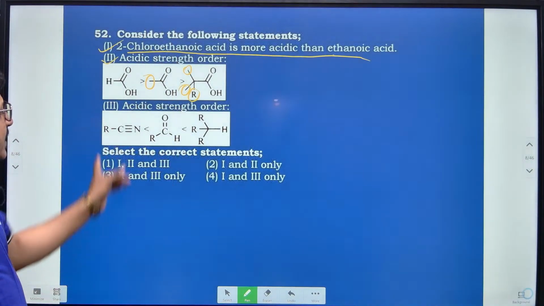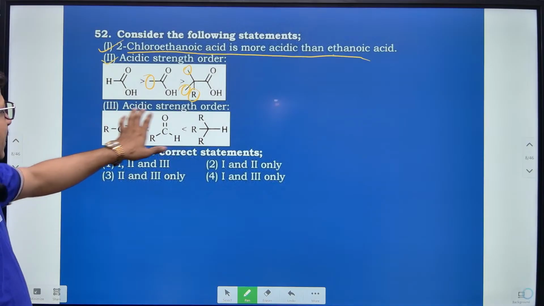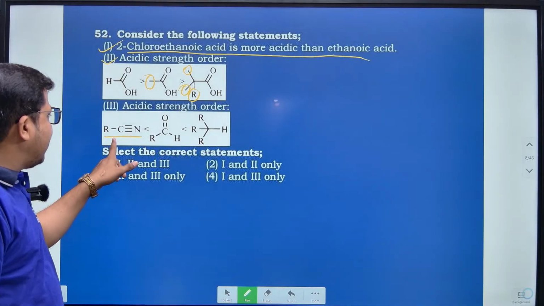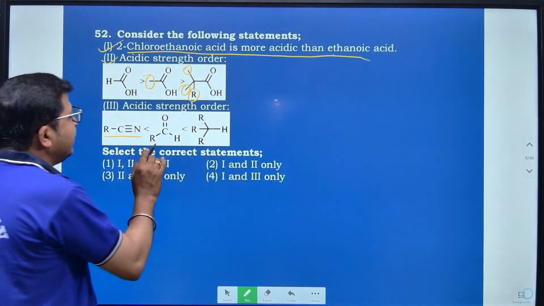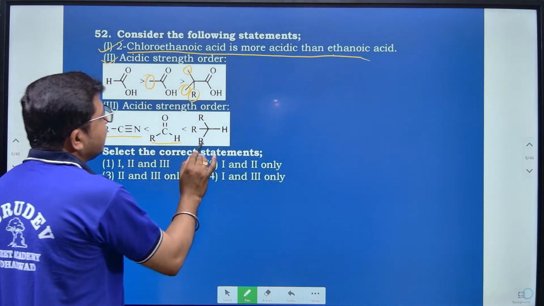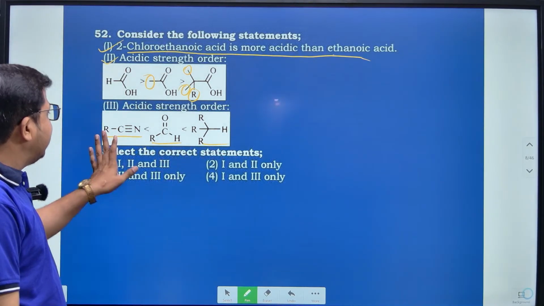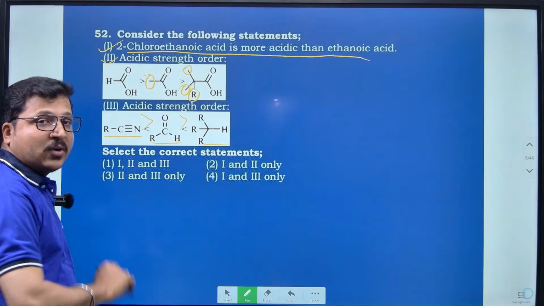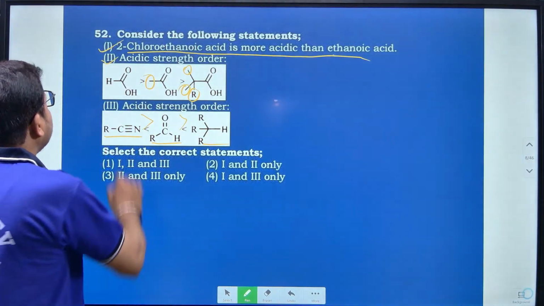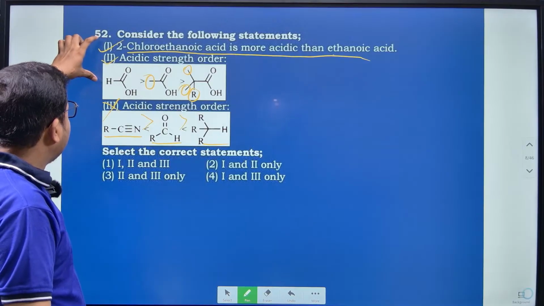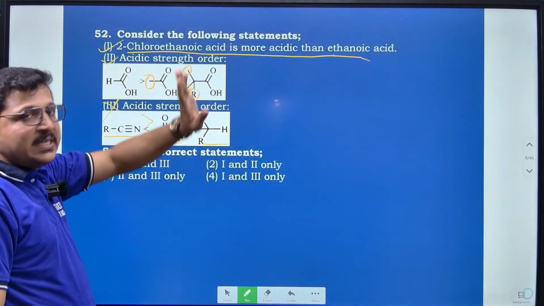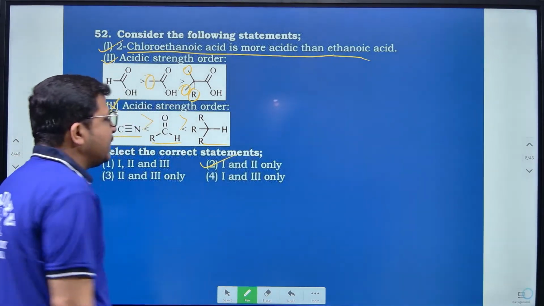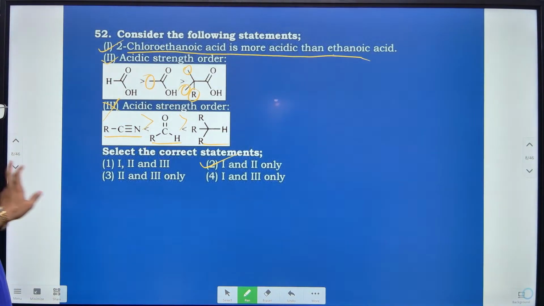And here the acidic strength order is again given in the third option also. Look here, the nitrile group, alkane nitrile is less acidic than the aldehyde, which is less acidic than the hydrocarbon. But basically the nitrile group is more acidic than the aldehyde, which is more acidic than the hydrocarbon, and hence the third one is wrong. Therefore only two statements follow in the given statements. Therefore options 1 and 2 only are the right answer. Therefore the right option is option number 2.